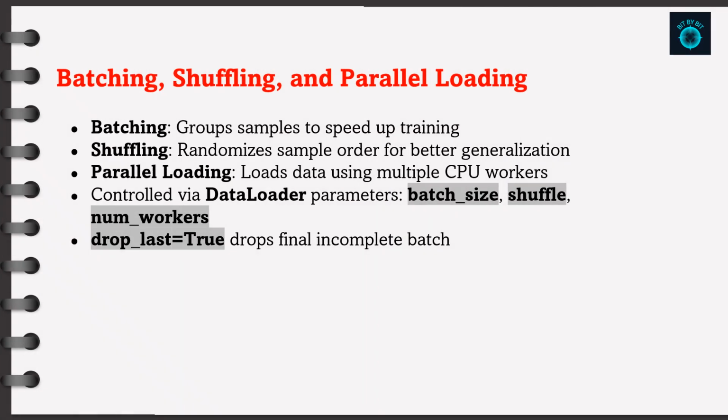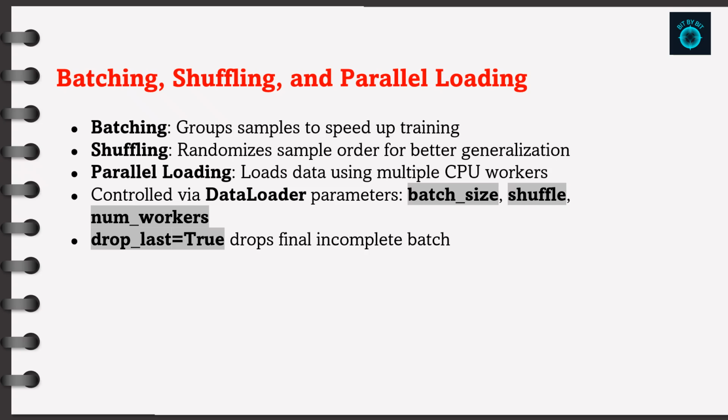When loading data with PyTorch, you can control batching, shuffling, and parallel loading using the DataLoader. Batching means grouping several samples together into a single batch. This speeds up training by taking advantage of vectorized operations on the CPU or GPU. Shuffling randomly changes the order of the samples each epoch. This helps prevent the model from learning any accidental sequence patterns in the data and improves generalization. Parallel loading allows you to load data using multiple CPU processes. This speeds up data access, especially for large datasets or slow storage devices.